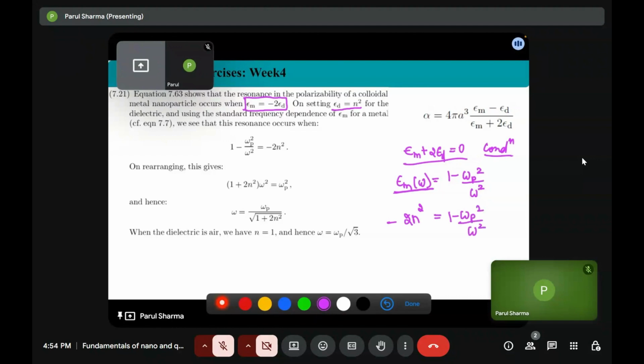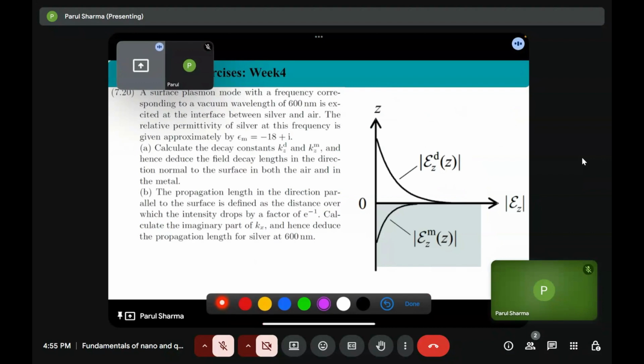So now 1 plus 2n squared, into omega squared equals omega p squared. We want to find out the frequency, so this is going to give us omega equals omega p by the square root of 1 plus 2n squared. So if n is equal to 1, omega is equal to omega p by root 3.